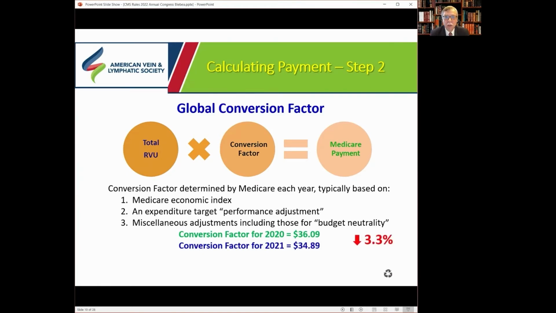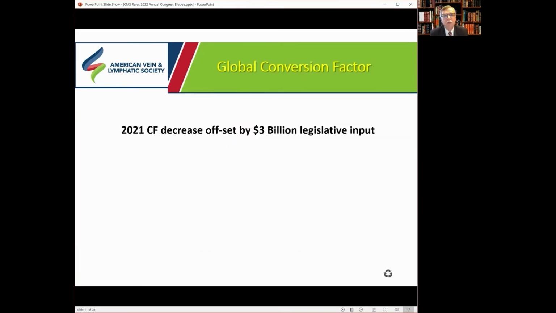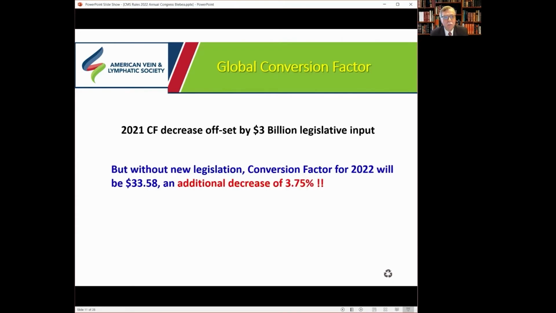Last year, it was decreased mainly because the reimbursements for E&M was increased. Therefore, the conversion factor was needed to keep this total cost down. So it decreased to $34.89 or 3.3%, which turns out to be quite a lot of money. Fortunately for us, there was congressional action, and US Congress gave an additional $3 billion to CMS to prevent implementation of that decrease in the conversion factor.